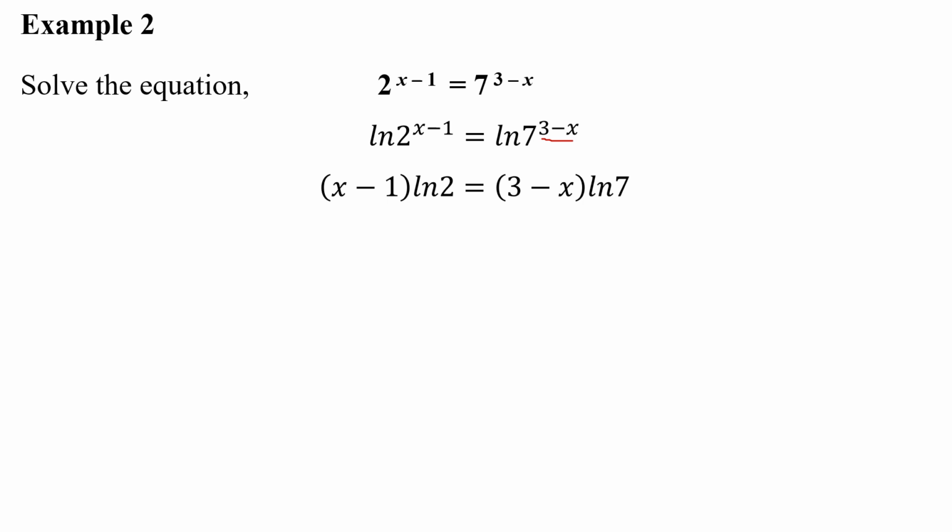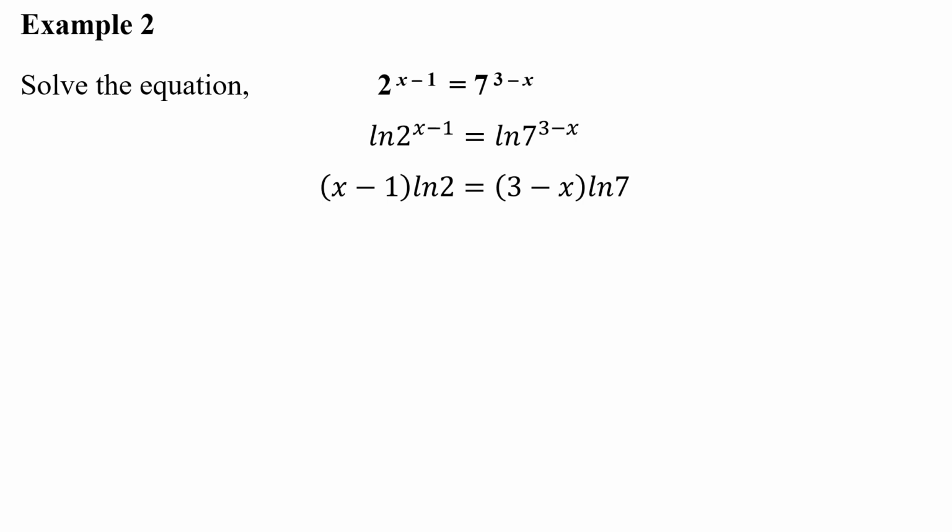But be careful here, the whole of this power is the coefficient of ln 2. So we are saying the whole of this power, x minus 1, is multiplying ln 2. That's why we are introducing brackets here. Don't leave those brackets out. The same applies on the right hand side. 3 minus x will be the coefficient of ln 7.